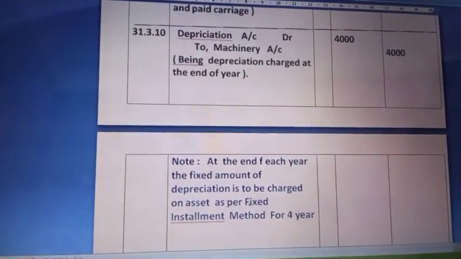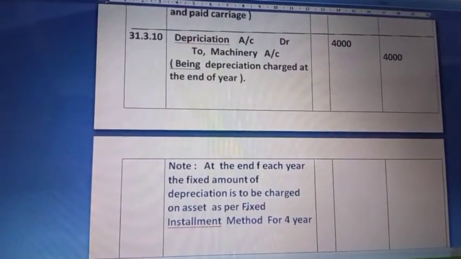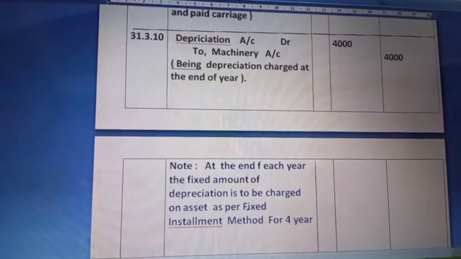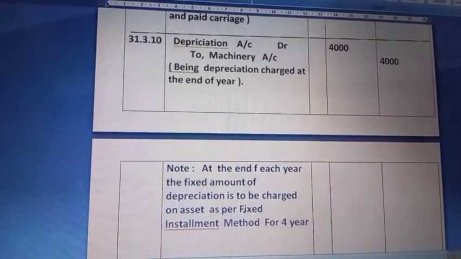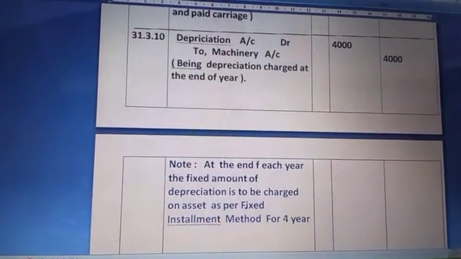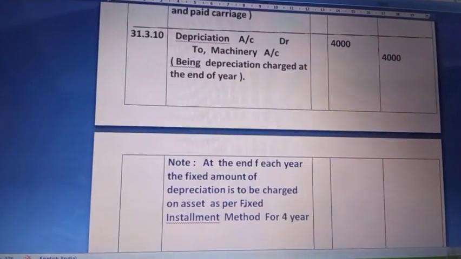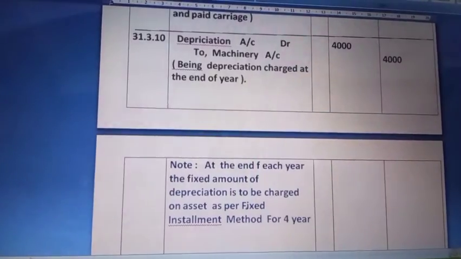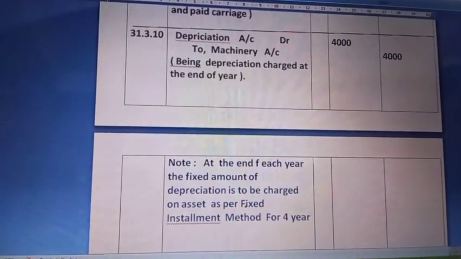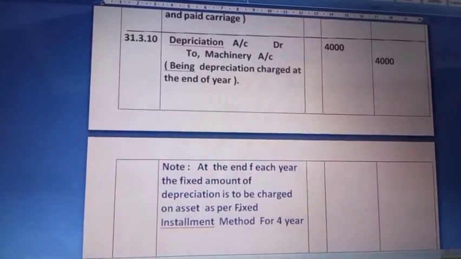So on 31st March 2011, you will again pass the same entry, depreciation to machinery account 4,000. Similarly, you have to follow it for 4 years. I have done it for 1 year only, but in your question, if 4 years are given, you have to do it for 4 years. The entry remains the same and the amount also remains the same, so that's why I have not done it again.